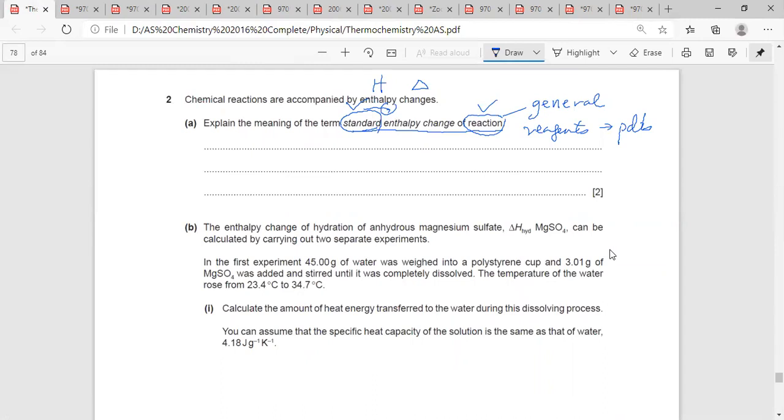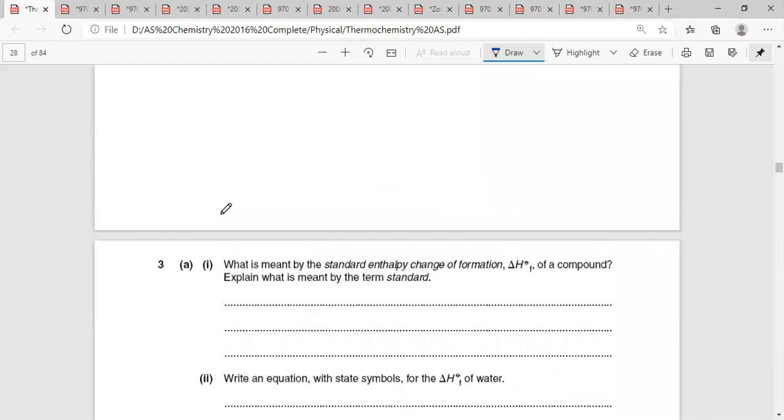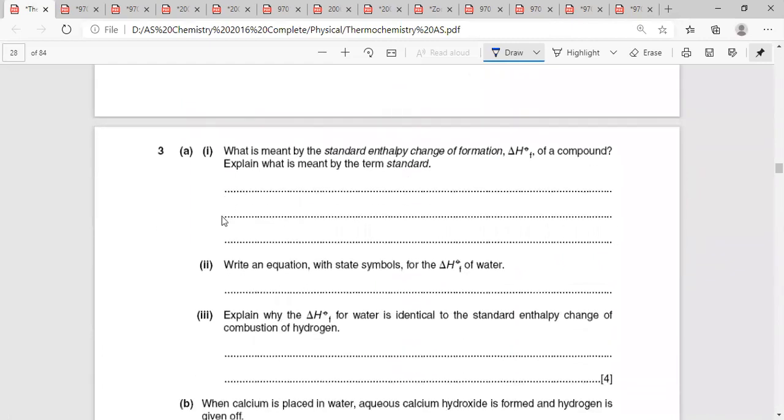All right. I show you the standard. The question is on page 28. Explain what is meant by standard. Which means you can state it. Better to state it all the time. Whenever you look at this little sign here, it means standard.